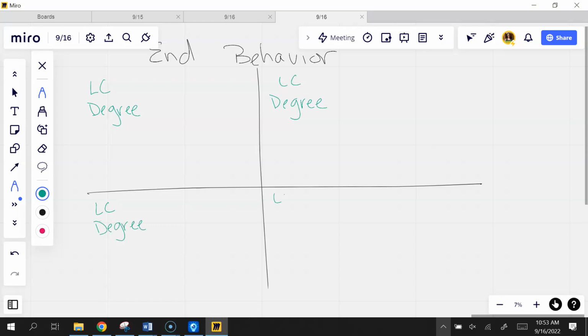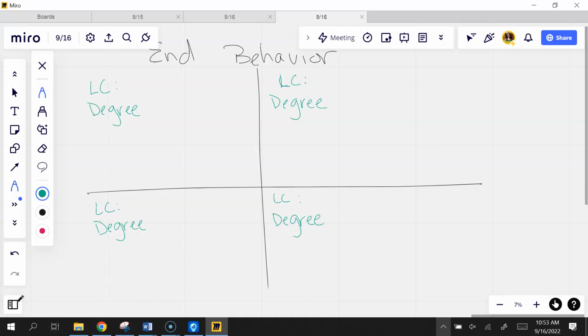Yep. Leading coefficient and degree. My goodness. Okay. Yeah. That's time to go, Roger.